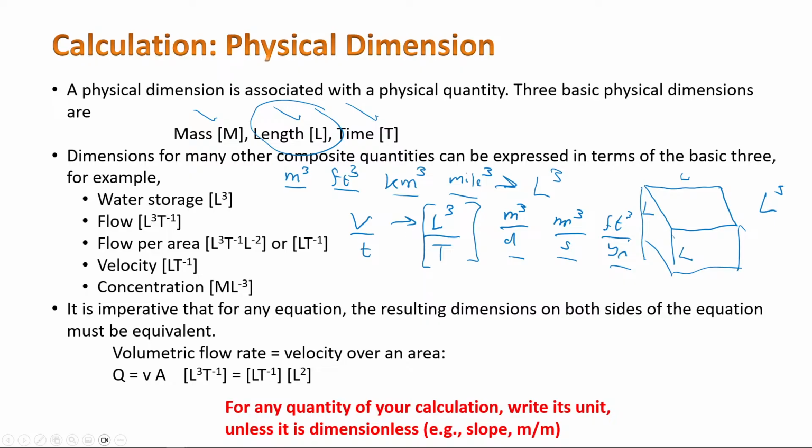Velocity, what is velocity? Velocity is distance over time. Distance is L, and then over time. That's the dimension. The unit could be anything. It could be meter per second, or a mile per hour, speed like 70 miles per hour, or kilometer per hour, like 100 or 120 kilometers per hour. That's the unit, and the value would be anything. Meter per second, but the dimension is length per time.